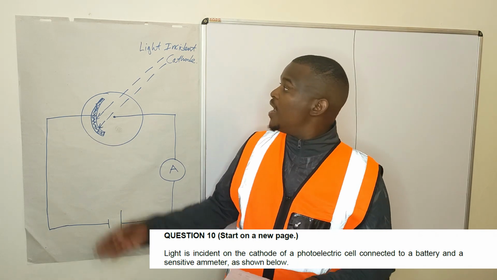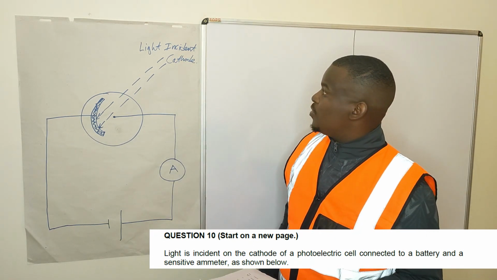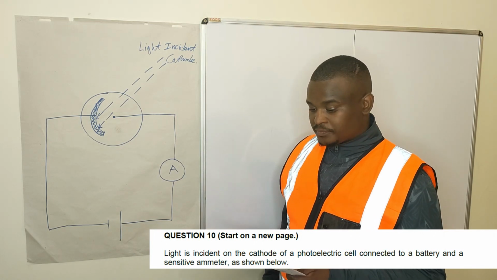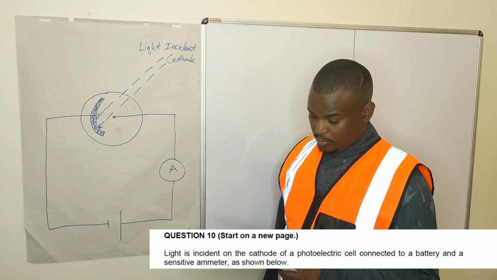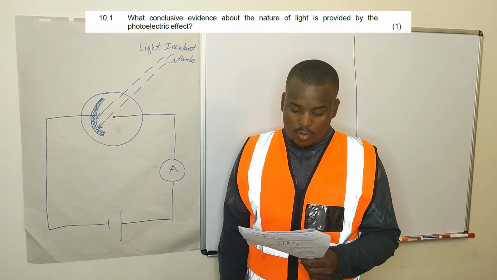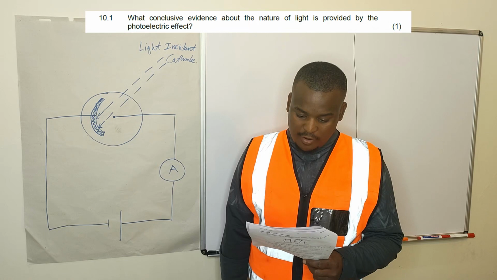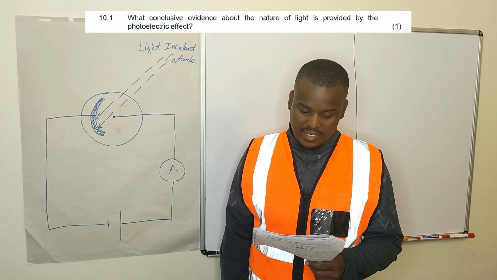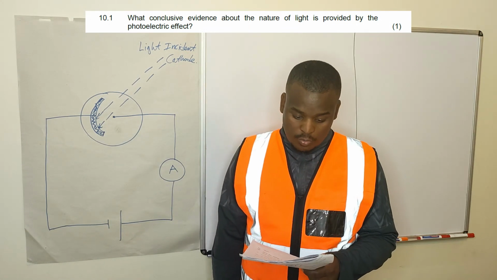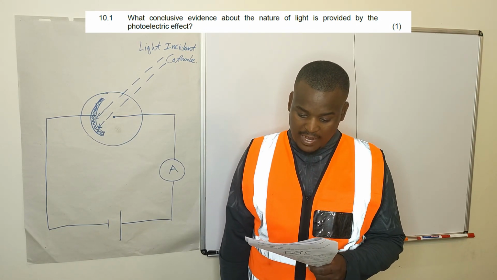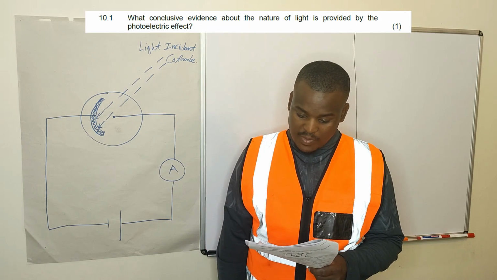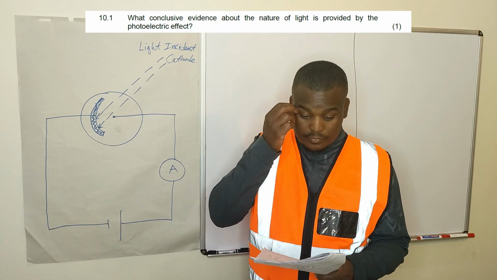So here's a light incident on the cathode of this photoelectric cell. So let's answer the question that follows. 10.1. What conclusive evidence about the nature of light is provided by the photoelectric effect?